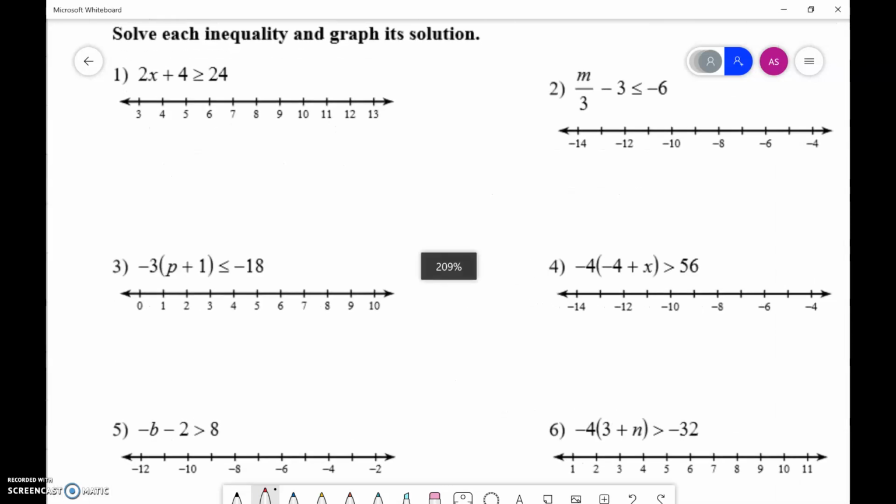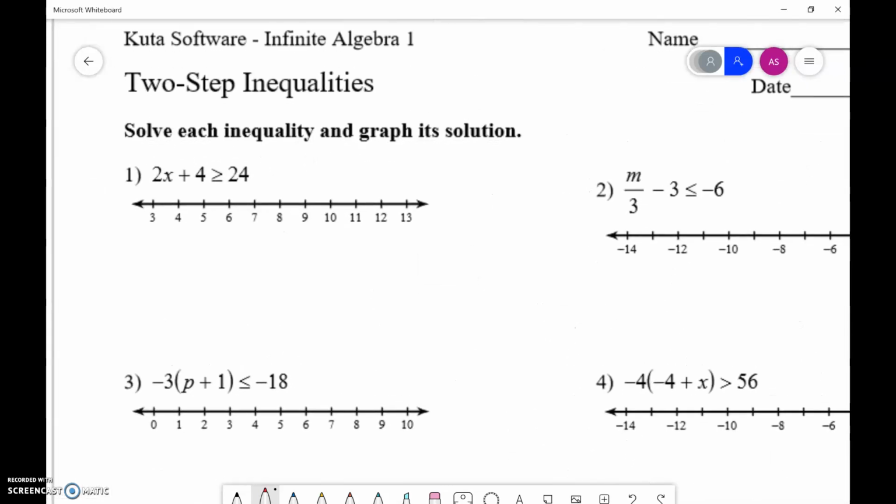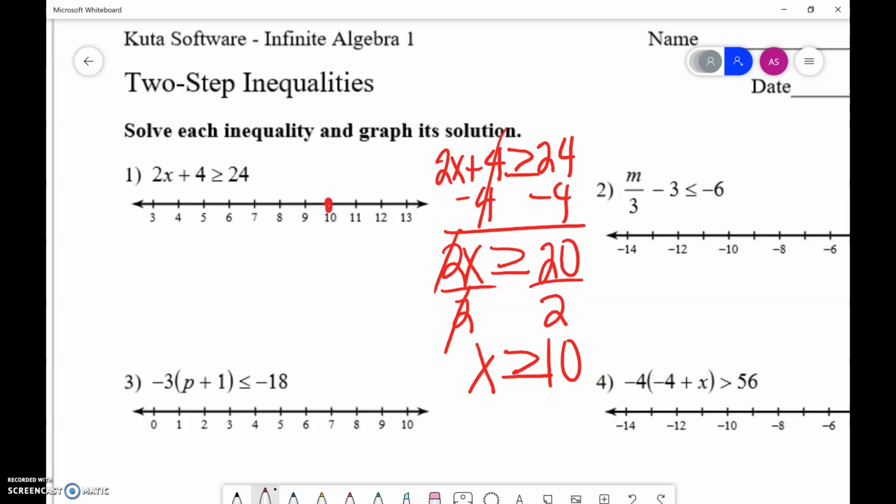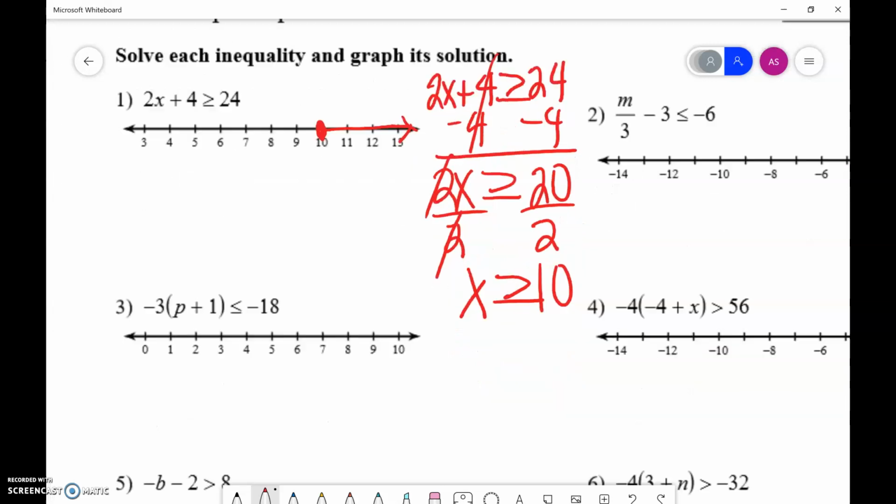All right, so we're going to be looking at two-step inequality. So I'm going to write the problem out to the side. I'm going to start off by subtracting 4 from both sides. And I have 2x is greater than or equal to 20. Then you divide both sides by 2, and you have x is greater than or equal to 10. So I'm going to have a closed dot on 10. And my arrow is going to go to the right.